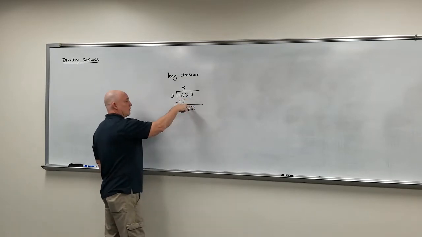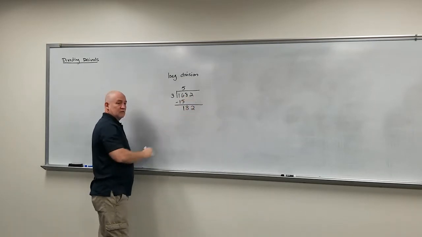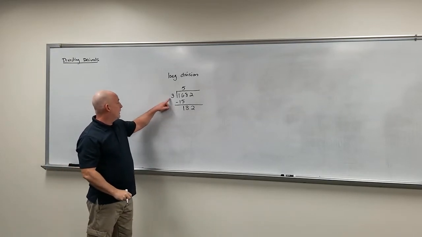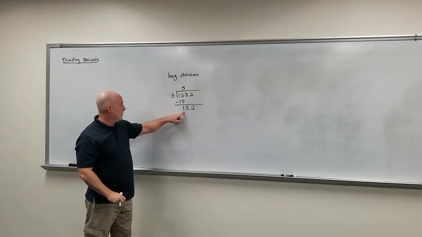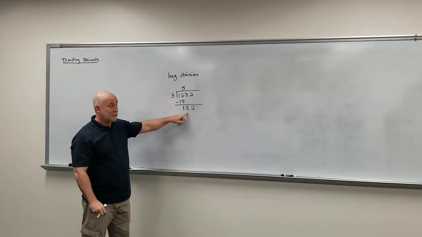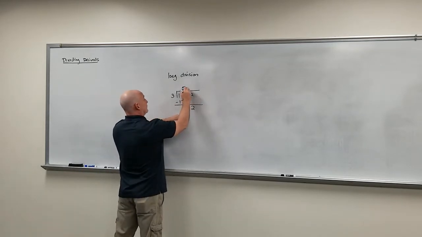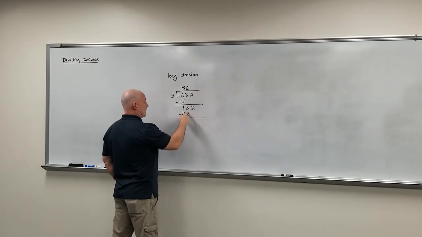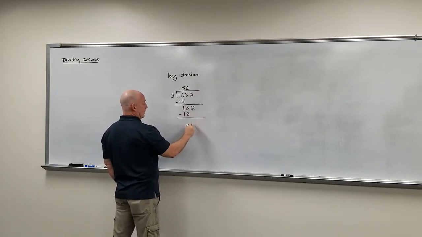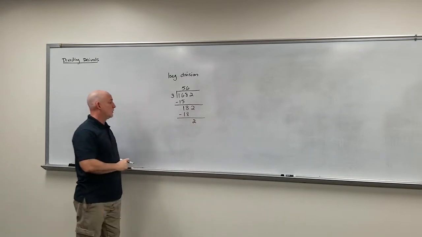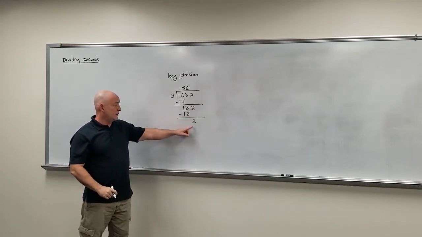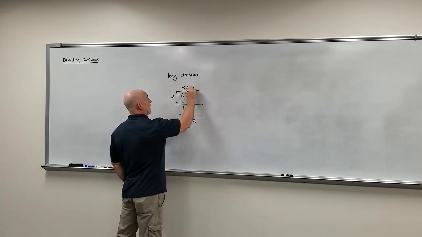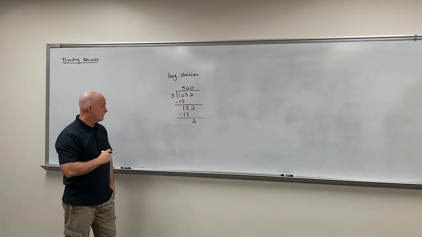A lot of times a book will just bring down the next number, but you can bring down the whole thing. All right, then we would say, okay, how many times does 3 go into 1? It doesn't. How many times does 3 go into 18? Well, it goes into 18 6 times. 6 times 3 is 18, and we subtract, so that's 0, and we bring down the 2. So how many times does 3 go into 2? Well, 3 doesn't go into 2, so we would add a 0 right there.